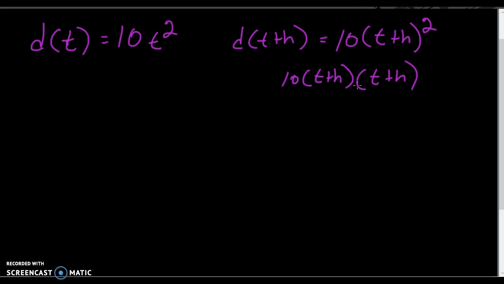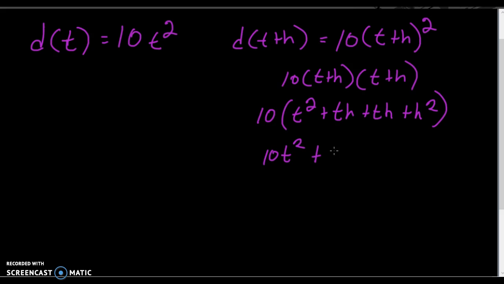So now here, I'm going to FOIL these out. Firsts, t squared. Outers, t times h. And inners, t times h. And lasts, h squared. Combine like terms and distribute the 10. So you get 10t squared plus 20th plus 10h squared. So I added these two here and multiplied by 10, so 2th times 10 is 20. Okay, so this is the first part that I'm going to plug into my difference quotient.